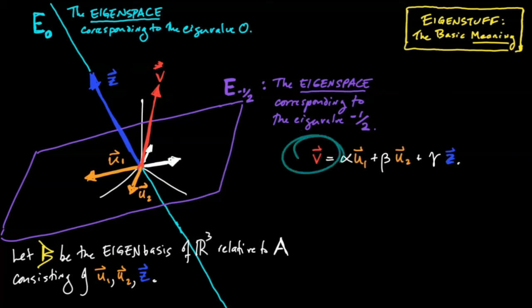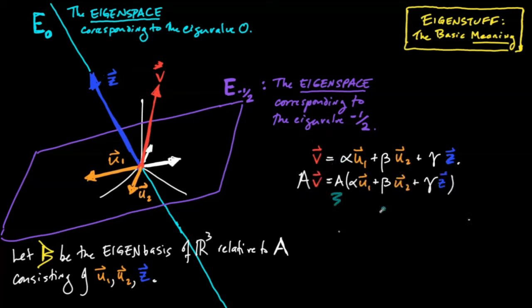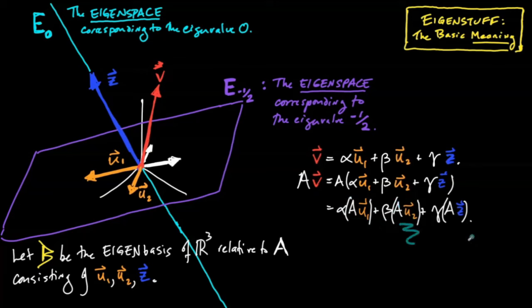Well, what happens if I hit v with matrix A? Well, I get A of all that stuff, and now, by the miracle of linearity, knowing what a map does to the basis vectors tells us what it does to every vector. You know how it works. Linear maps, and hence matrices, preserve linear combinations. So if our given vector was alpha u1 plus beta u2 plus gamma z, its image under the matrix A is alpha times u1's image plus beta times u2's image plus gamma times z's image. And if those individual images of the components were all being scaled by the same thing, well then the vector itself would be scaled by the same thing.